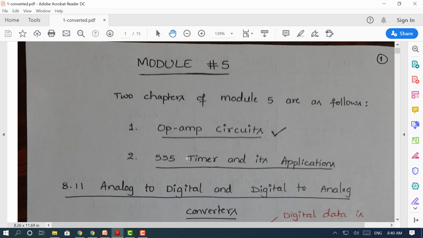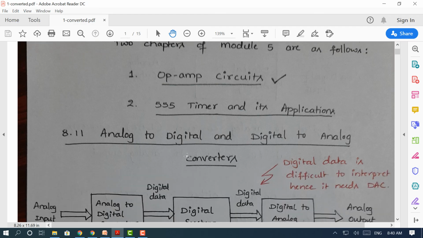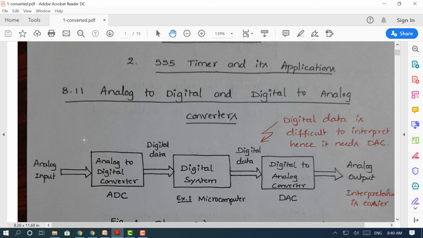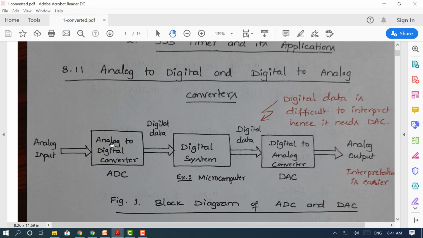Okay, now in today's class we will be covering analog to digital and digital to analog converters from the textbook by Ramakant Gaikwad. It's 8.11. Okay, let me introduce to you what is analog to digital and digital to analog converters. Basically, we can represent analog to digital and digital to analog conversion with this block diagram. In this block diagram, we can see there are three blocks mainly.